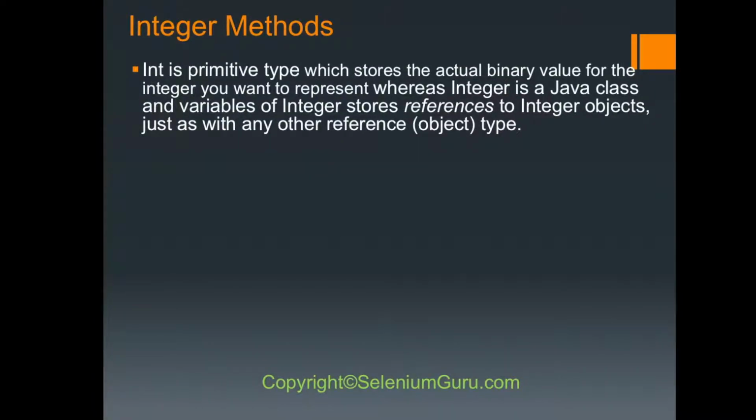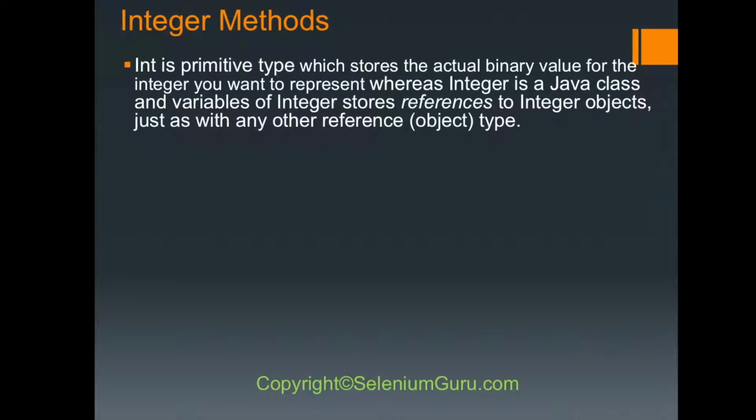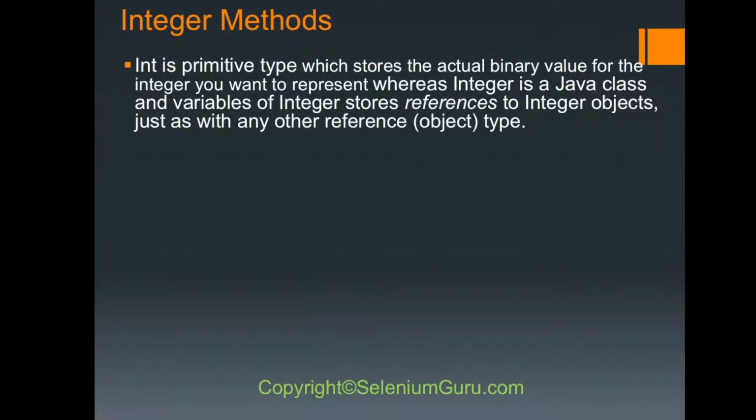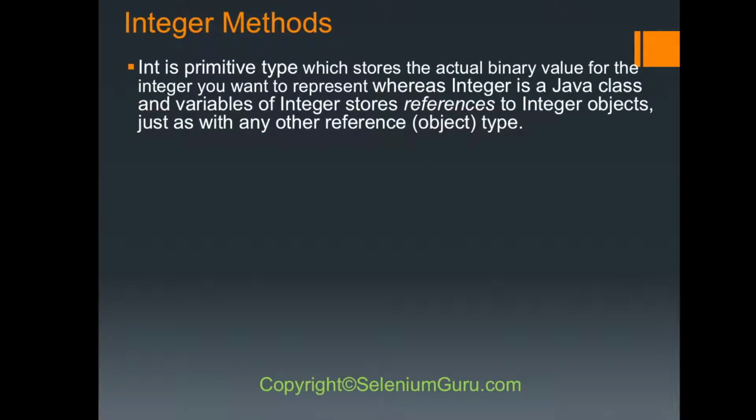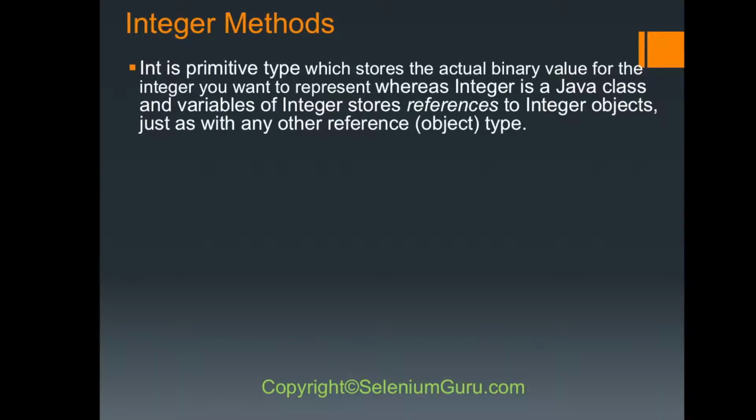So int is a primitive data type which stores the actual binary value for the integer you want to represent. Whereas Integer is a Java class, and variables of Integer store references to Integer objects, just as with any other references. So basically, int is a primitive data type which actually stores the binary value. However, there's also an Integer Java class, and variables of that class store references to the Integer object. Just like string objects, the variables of Integer store references to the Integer objects.